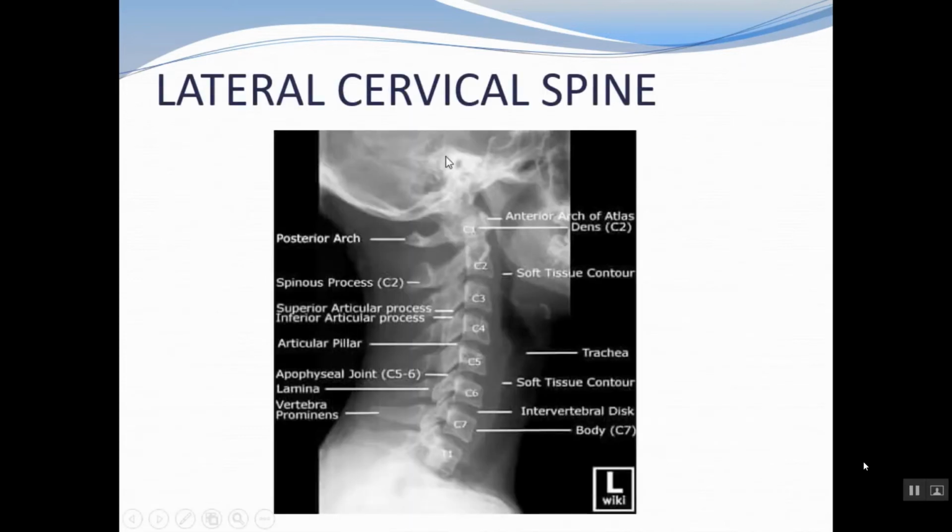Lateral view: the anterior arch of the atlas, this is the dens, and this is the posterior arch. This is C2, this is C1, C2, C3, C4, C5, C6, C7. The longest spinous process is that of C7. Intervertebral disc, the prevertebral soft tissue, the laryngeal and tracheal airway.